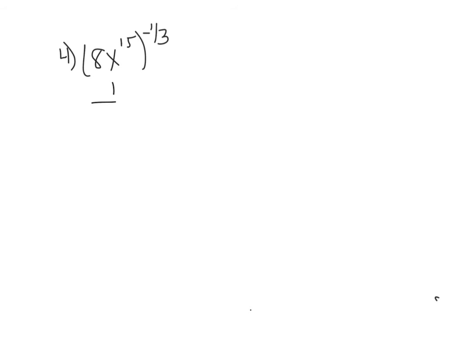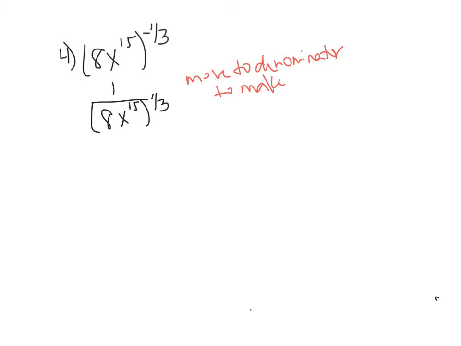So using our law that says I can create a positive exponent, I'm going to put 1 over 8x to the 15th and then all of that to the 1/3. To the positive 1/3, because if I move it to the denominator, it becomes positive. So if you need to write out steps, we're moving to the denominator to make it positive.